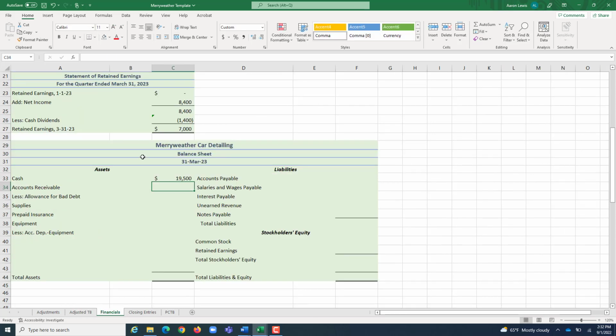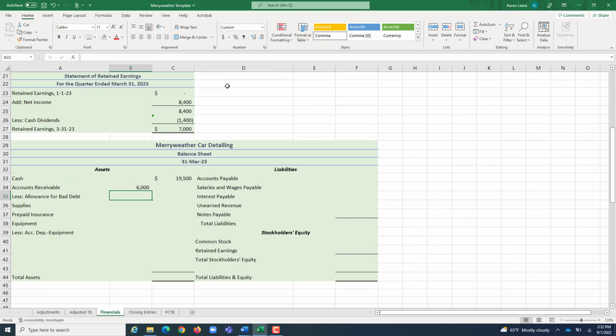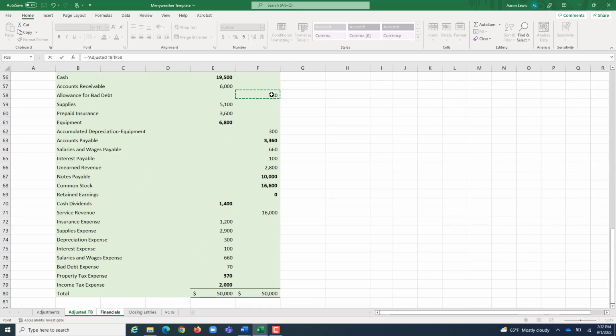If an account does have another account tied to it, you should put the balance of both of those accounts into your left-hand side, and the net or book value goes into the right-hand side. And accounts receivable is one of those. We have a balance of $6,000 for accounts receivable, but we expect that some of that is going to be bad debt. So I'm going to hit equals and negative because I want this number to be reported negative, and click on that 180 and bring it over.